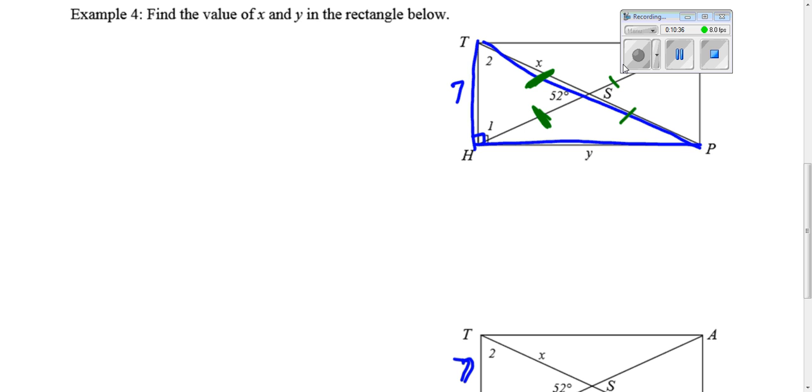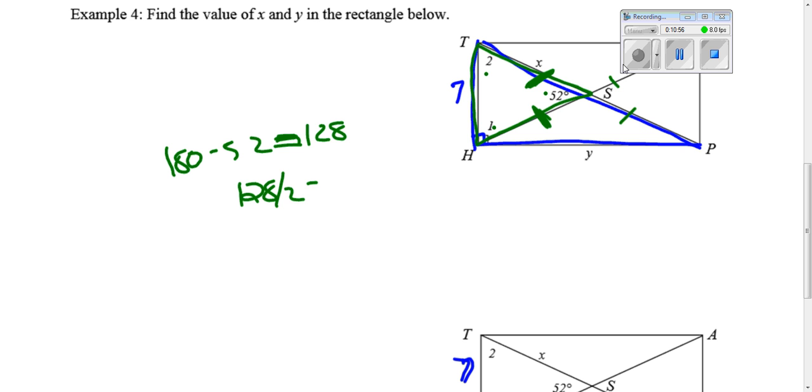If those 2 are the same measure, that means this smaller triangle, while it's not a right triangle, is isosceles. So that means that angles 1 and 2 are the same measure. So I'm going to do 180 minus the 52, because these are going to add up to 180, and I get 128. And I can do 128 divided by 2 and get 64. So the measure of angles 2 and 1 is 64.